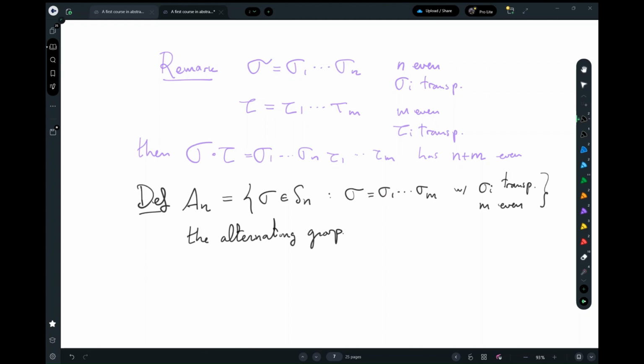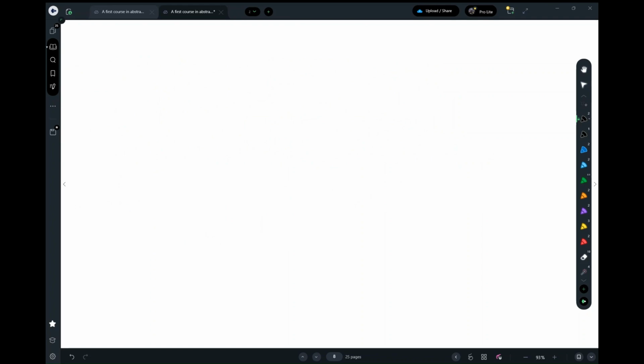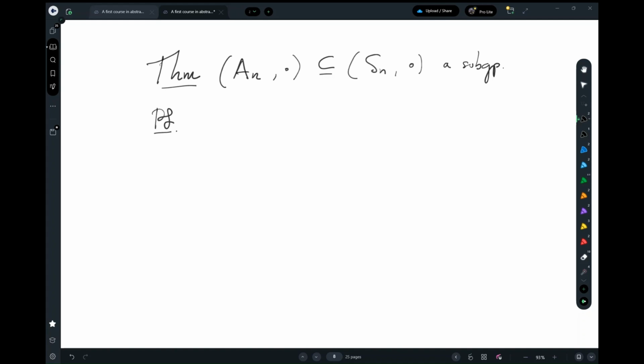And what we're going to prove is that this is indeed a group. So let me prove that theorem. An, under composition. After all, these are still permutations of the letters 1 through n. It is a subgroup of Sn. Okay, so let's prove that An is indeed a subgroup.